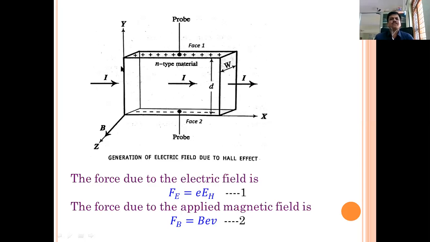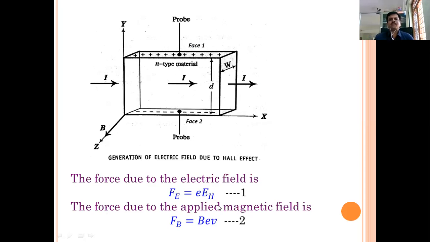parameters. One, the force due to the applied magnetic field, and the force due to the applied electric field. The force due to the electric field which gets induced, fine. Here it is Fe, it is mentioned. E stands for electric field. Small e into EH. Small e is the charge. Capital EH is the Hall field which has been generated.